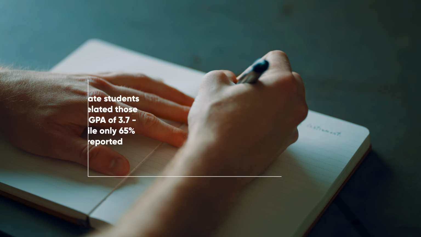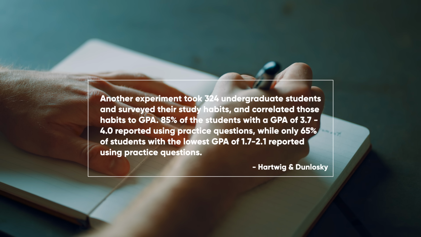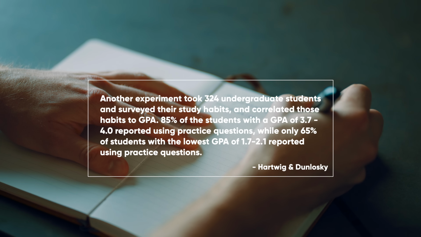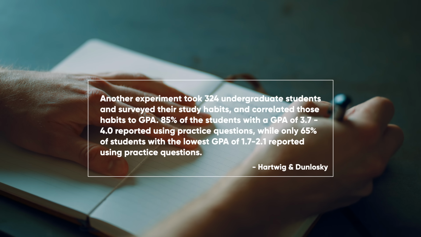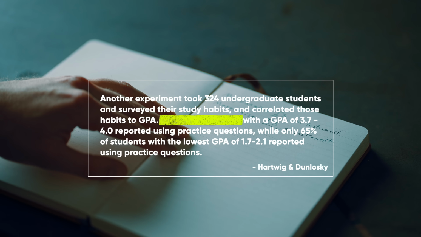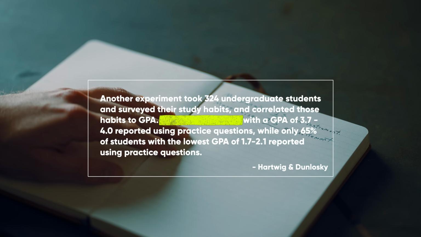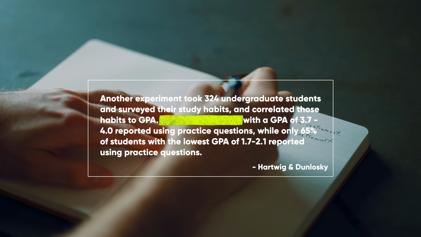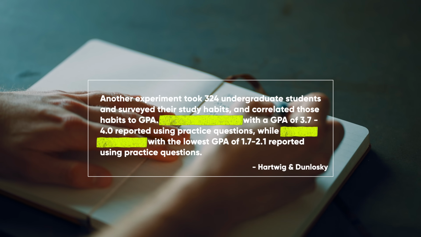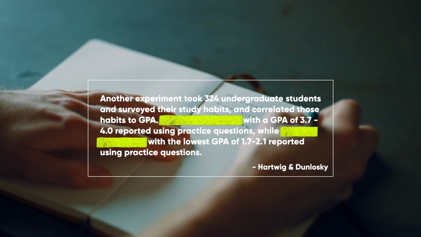Not so great. Another experiment looked at 324 undergraduate students and surveyed their habits, and they correlated those habits to GPA. And what they found was interesting. They found 85% of the students with a GPA of 3.7 to 4.0 reported using practice questions, while only 65% of the students with the lowest GPA, which is 1.7 to 2.1, reported using practice questions. So in the top scorers, 85% of them were using practice questions, and in the lowest scorers, 65% of them were.